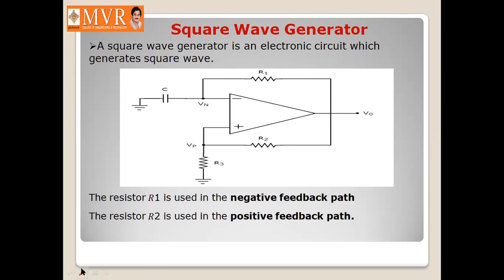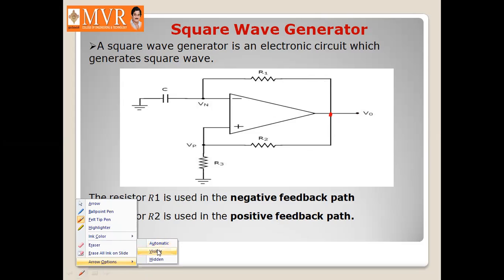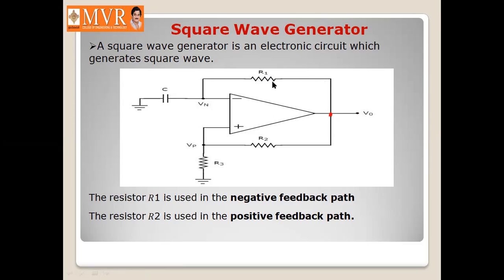So with this feedback, the negative feedback is provided by the R1 resistor, and positive feedback is provided by the R2 resistor, whereas this node is grounded through the R3 resistor, which means the compensation is provided. So here Vp is going to act as a reference voltage, and Vn is going to act as the input voltage.